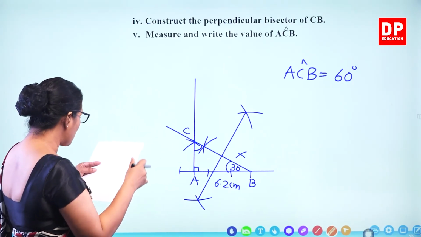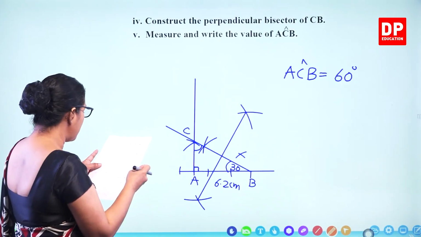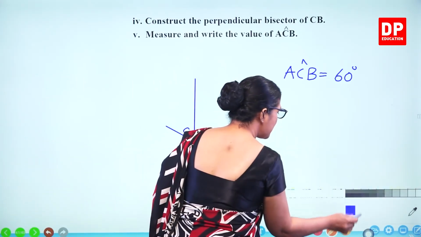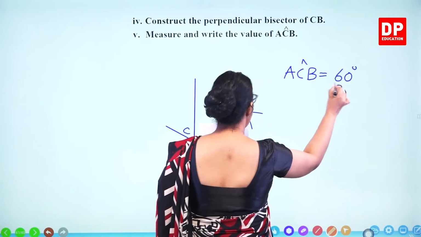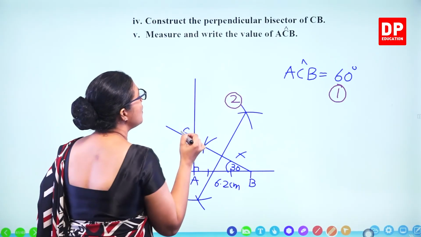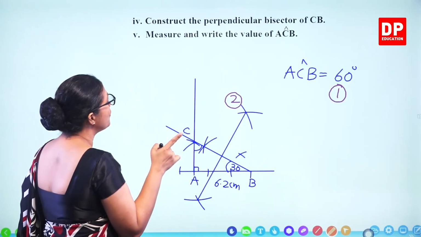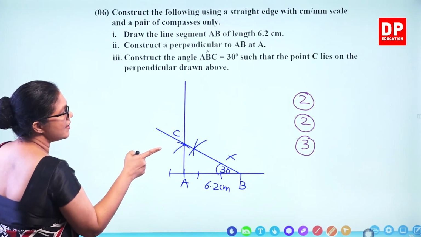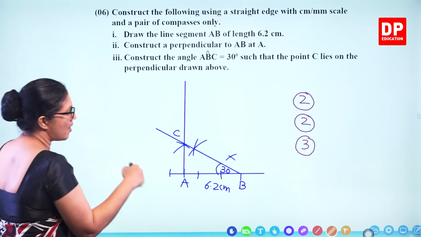So how many marks for these 2 steps? You get 1 mark for writing down the 60-degree angle and 2 marks for drawing the perpendicular bisector. So 3 here and 6, 7, 8, 9, 10. 10 marks for this question.